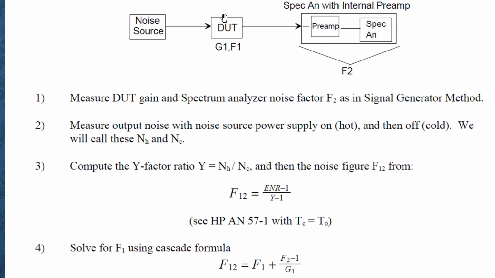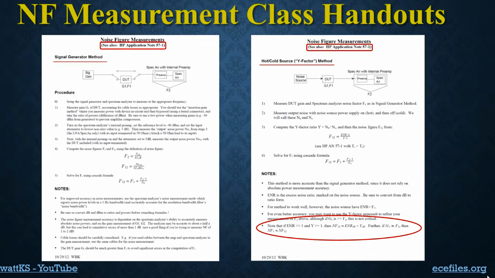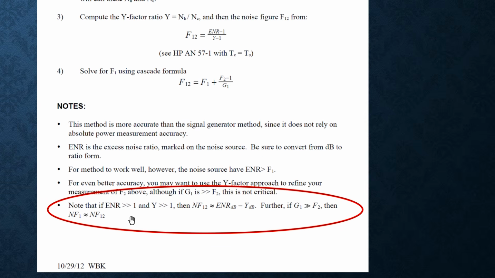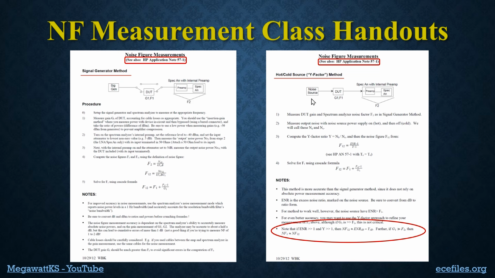Now, if the gain G1 of your low noise amp is much bigger than the noise figure of the spectrum analyzer, you probably don't have to do this next step. You can just use this as a decent estimate for your noise figure F1 of your low noise amp device under test. And for completeness, so that you can freeze the screen and read this stuff at your leisure if you want, I'll zoom in on this area. And this last bullet down here is one I often use. It's just a quick and dirty way to get a noise figure to within a dB or so of accuracy most of the time.